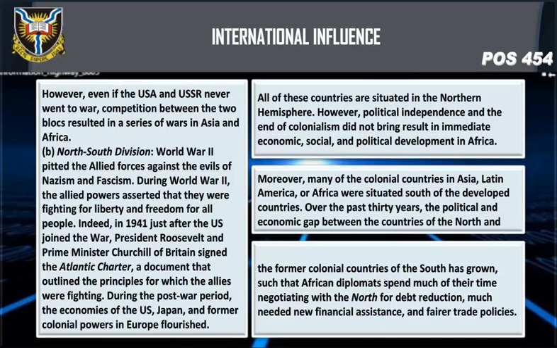Over the past 30 years, the political and economic gap between the countries of the North and the former colonial countries of the South has grown, such that African diplomats spend much of their time negotiating with the North for debt reduction, much needed new financial assistance, and fairer trade policies.